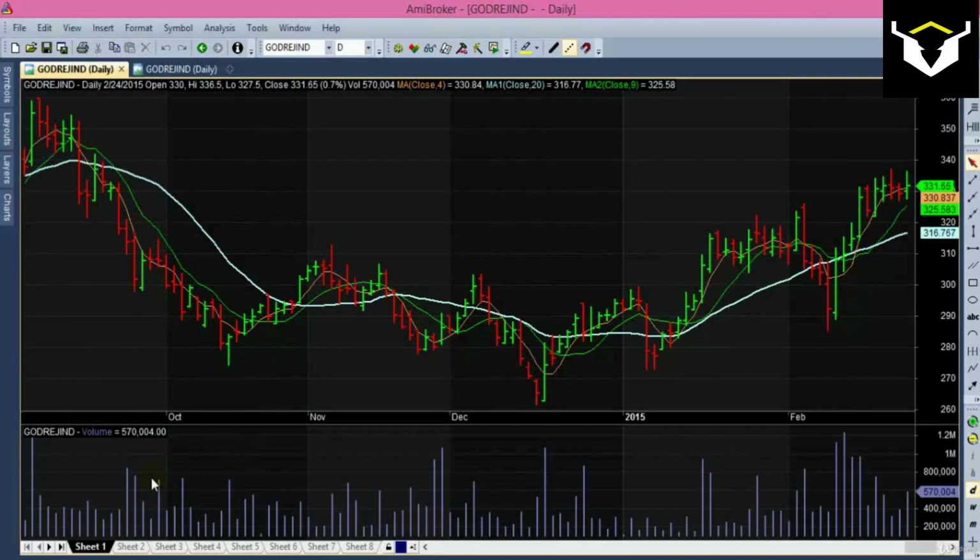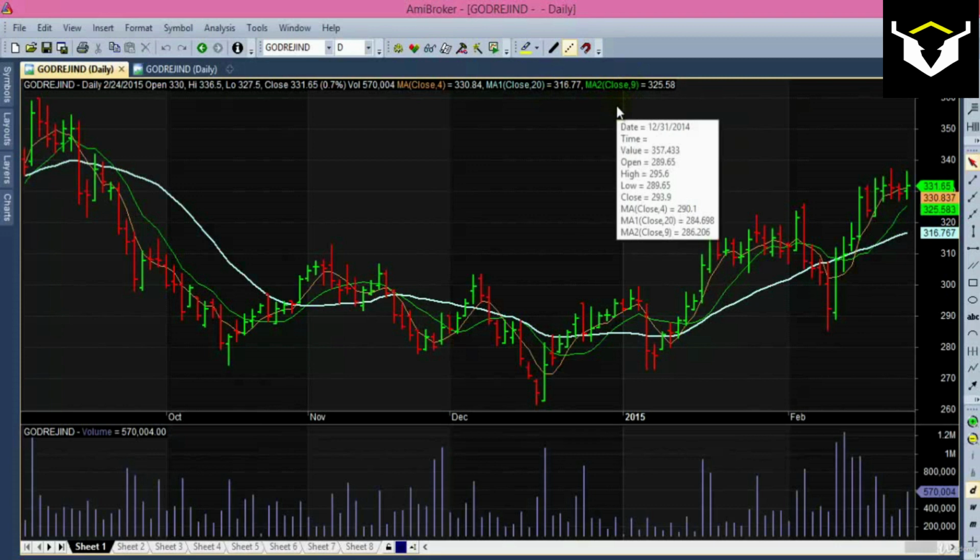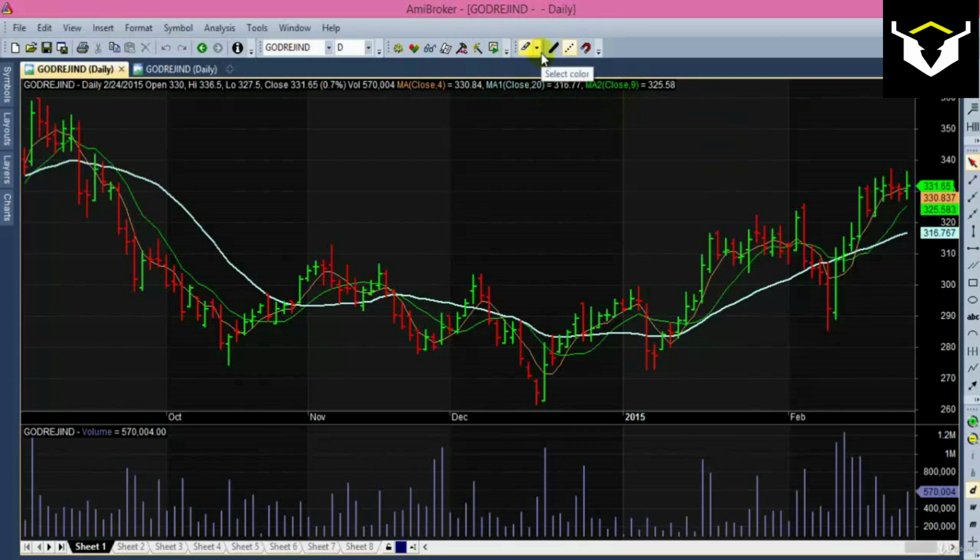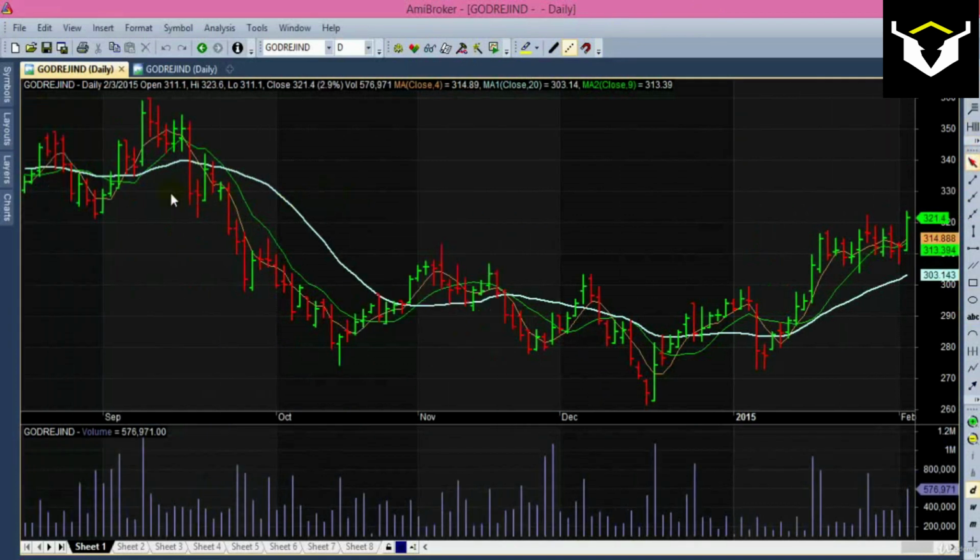You can see here the settings. The first one is the 4-day, the blue one is the 20-day, whereas the green one is the 9-day moving average. So as per the triple moving average or triple trading system, what it tells us is if the 4-day moving average falls below the 9 and 20-day moving averages, it's a signal that the trend might be changing.